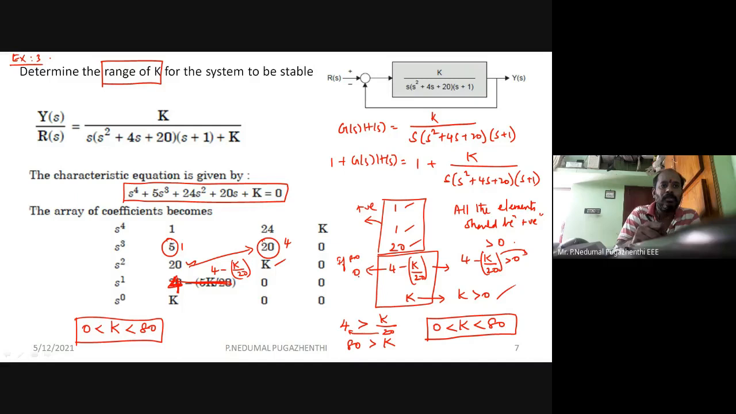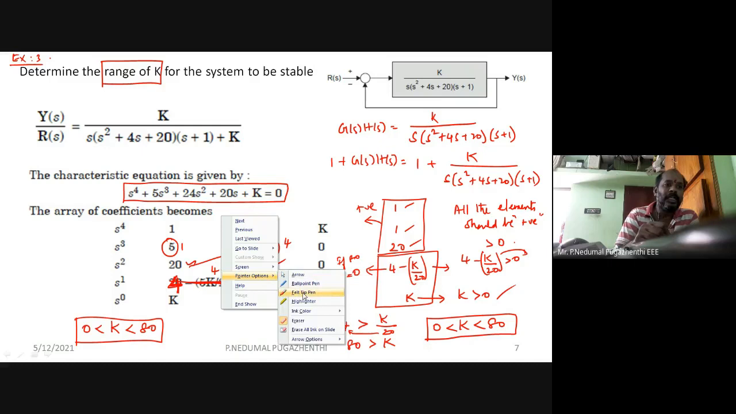Am I right or not? No element in the first column should be 0. If this is 0, then automatically the next line becomes infinite. So that's an issue. So I should choose the k value less than 80, but it should be greater than 0.